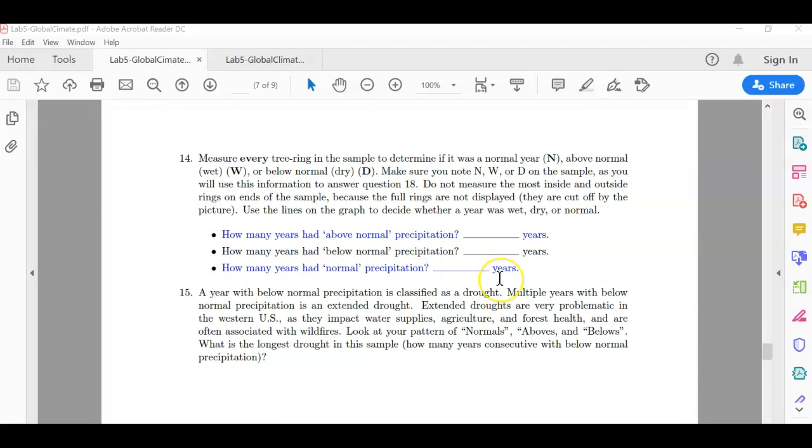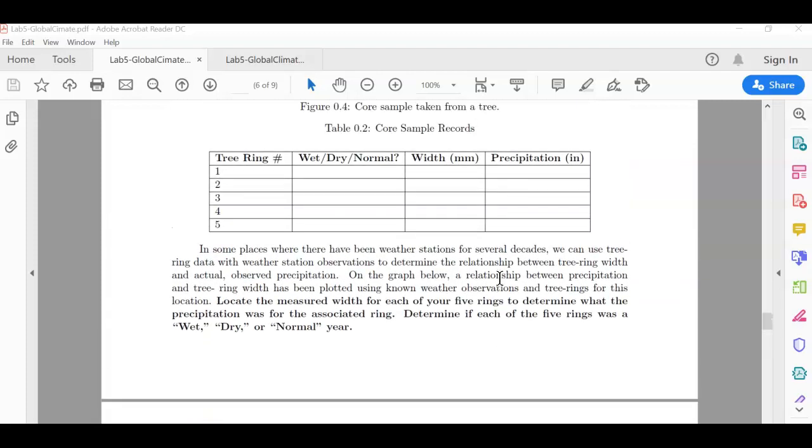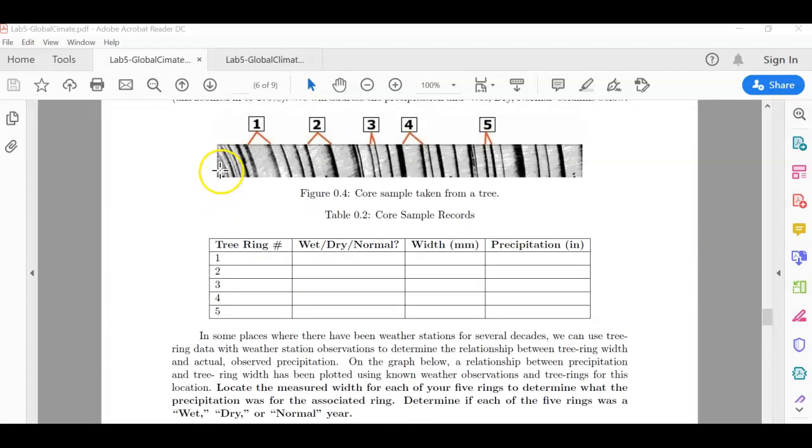Do not measure the most inside and outside rings on the ends of the sample, because the full rings are not displayed. So don't measure this one and don't measure this one, because you don't have an idea of how far it really goes. But do measure this one, this one, this one, this one, so on and so forth. Okay?